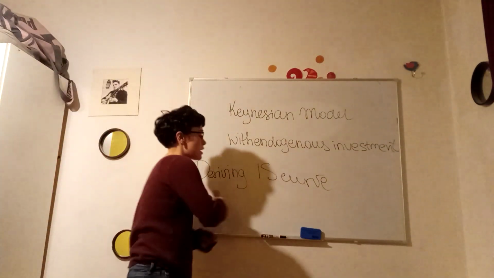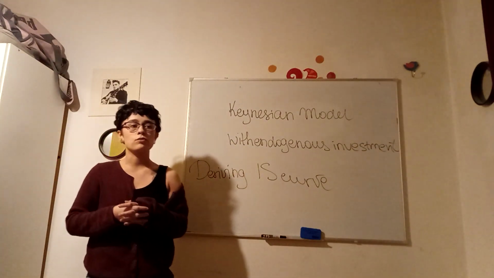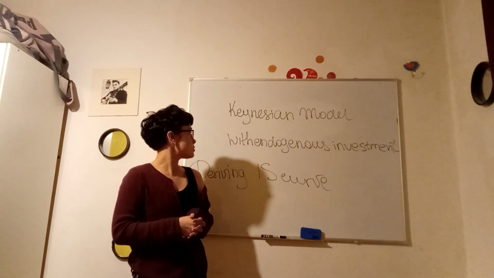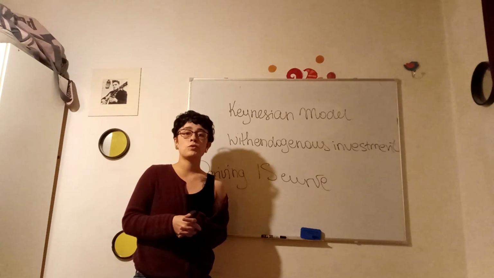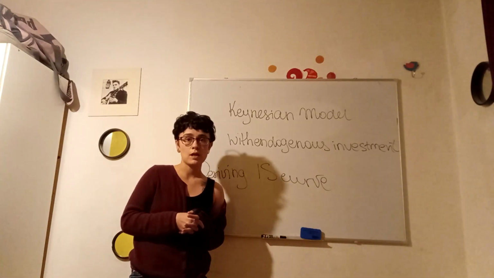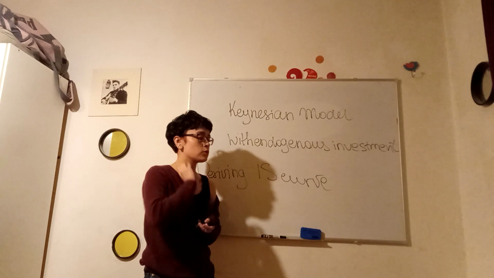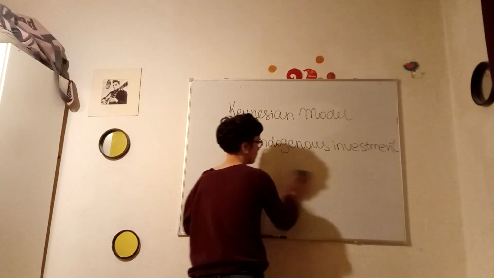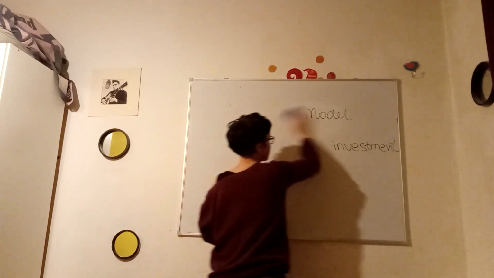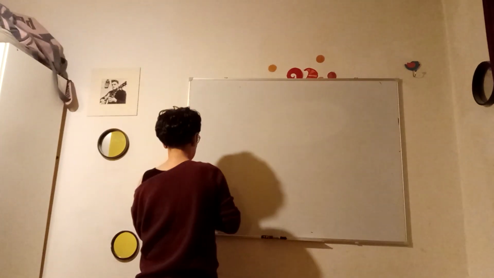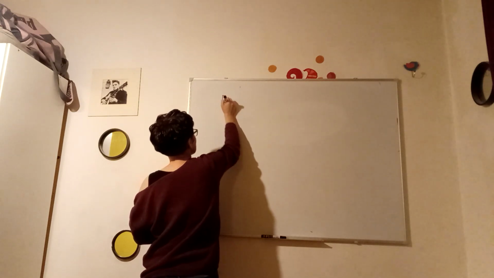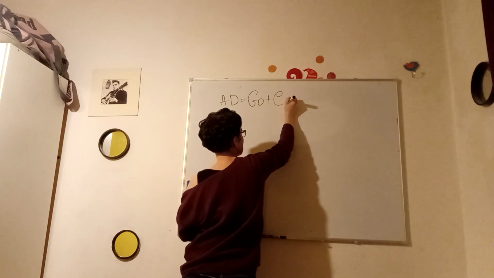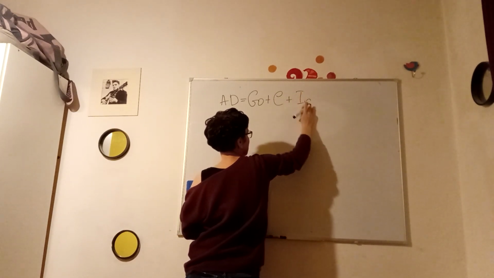So, last time we covered the Keynesian Cross model with exogenous investment, and today we're going to discuss the Keynesian Cross model with endogenous investment, and based on this model we are going to derive the IS curve. So, just to recall, the main components of aggregate demand are exogenous government spending, consumption, and investment.